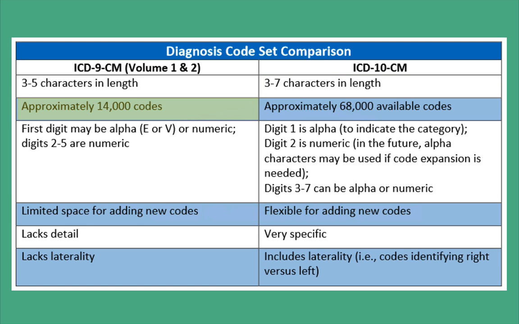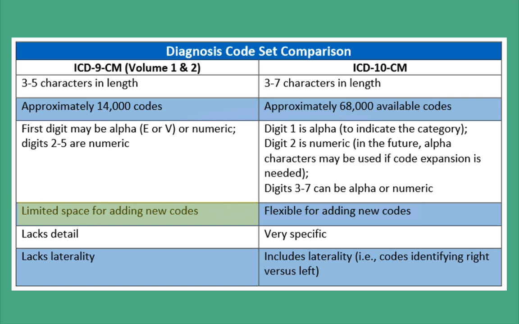ICD-9 has approximately 14,000 codes. ICD-10 has approximately 68,000 codes. The first digit of ICD-9 may be alpha or numeric, and digits 2 through 5 are numeric. The first digit of ICD-10 may be alpha. This indicates the category. The second digit of ICD-10 is numeric. And the third through 7th digits in ICD-10 can be alpha or numeric.